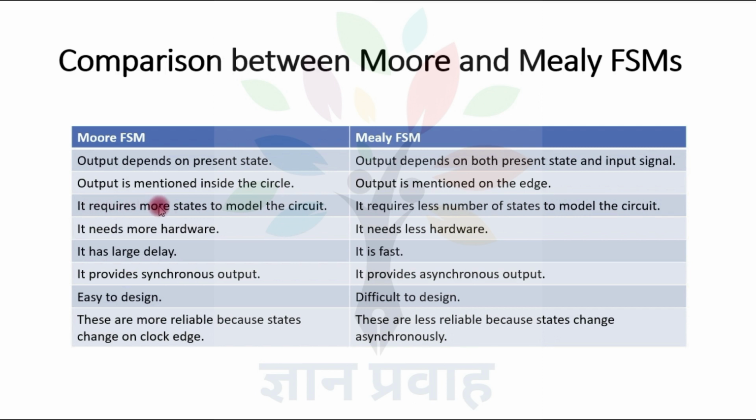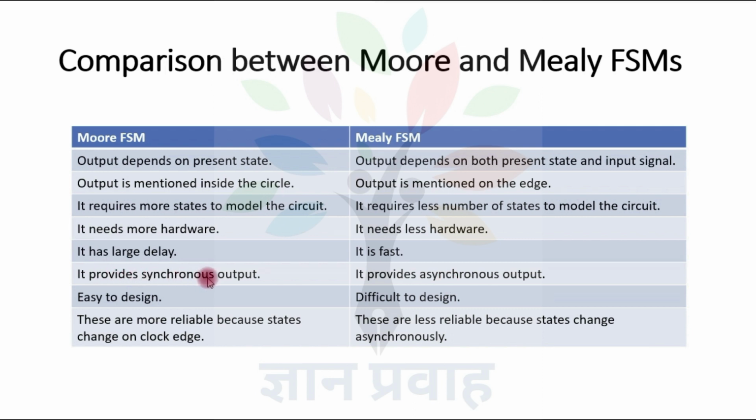Moore requires more states to model the circuits, while Mealy requires fewer states to model the same digital circuit. It means Moore requires more hardware while Mealy needs less hardware. Because fewer states are used in Mealy, it is fast and Moore is slow, which means it has a large delay. Moore machines provide synchronous output, which means output comes at clock edges, while Mealy provides asynchronous output, which means output can be generated at any time.